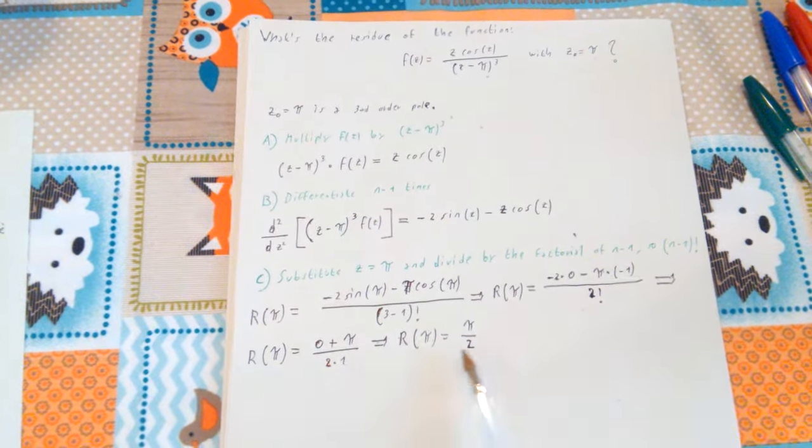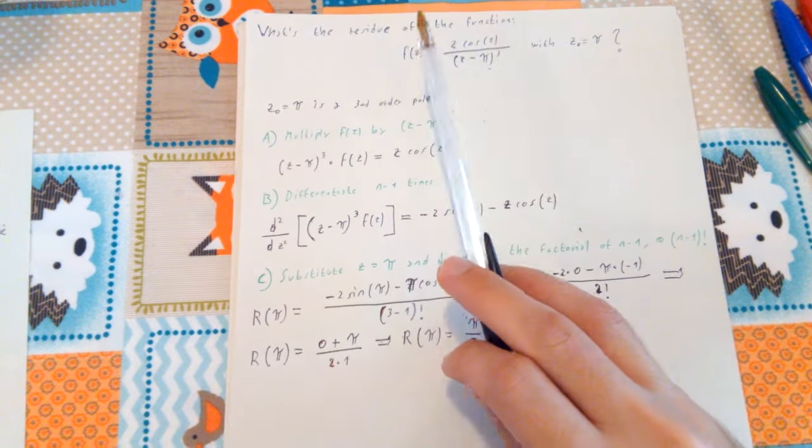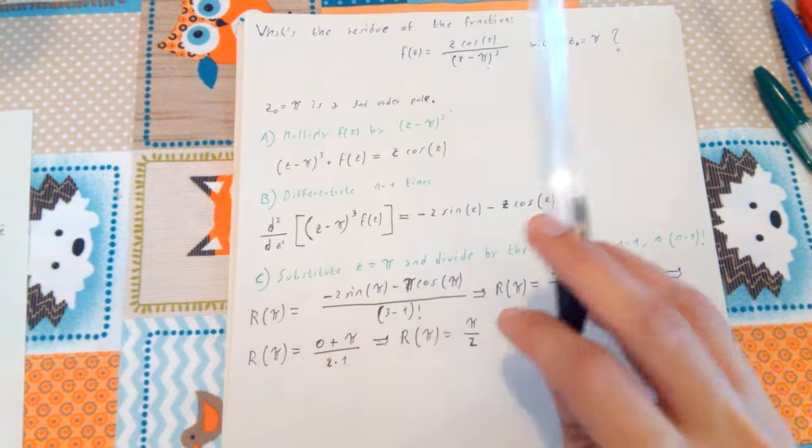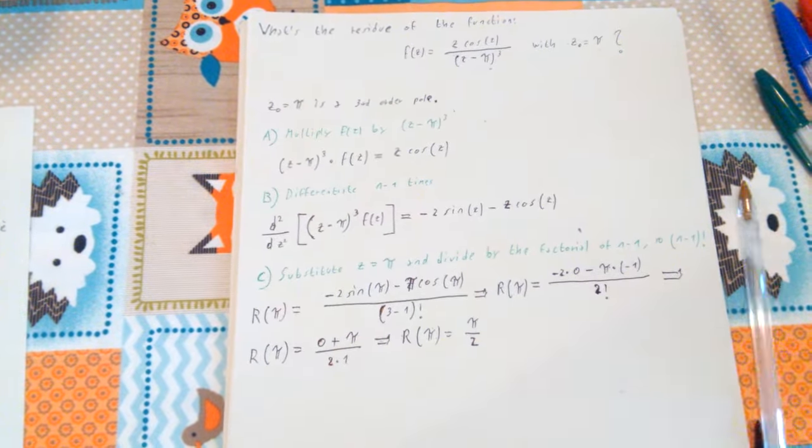And this is the answer to our question. So what's the residue of this function at z0 equal pi? Well, it's pi over 2.